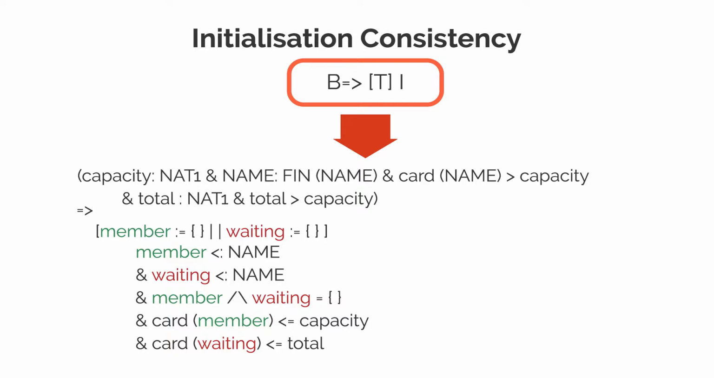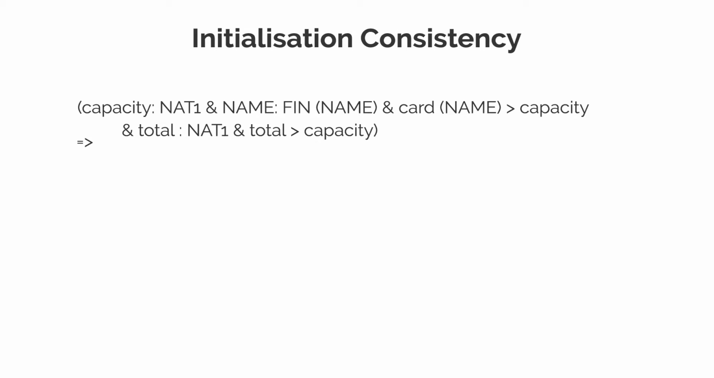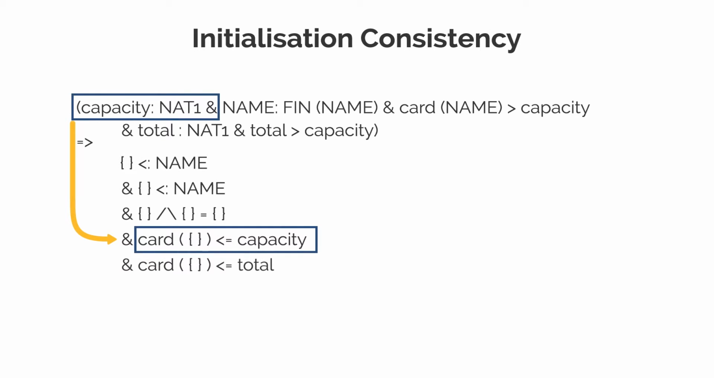In our example, we have to prove that the properties, as we saw before, imply that the initialization establishes the invariant. So we have to prove that the initialization, which makes member receive the empty set and weighting receive the empty set, establishes the invariant. By simply replacing member with the empty set and weighting with the empty set, we have exactly the same predicate as we had before for the invariant consistency. So, as we know, that predicate is also true.